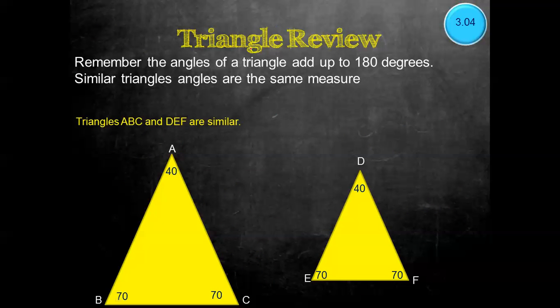Okay, so for a real quick triangle review, remember that the angles of a triangle add up to 180 degrees, okay? And similar triangle angles are the same, okay? So here, triangles ABC and DEF are similar, all right? So if angle A is 40, angle D is 40. If angle B is 70, angle E is 70. So if angle C is 70, angle F is 70. All right. It's not like sides where they're proportional, okay? Angles stay exactly the same.